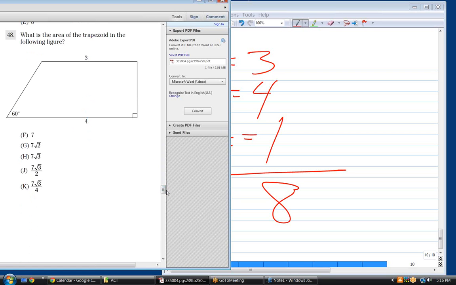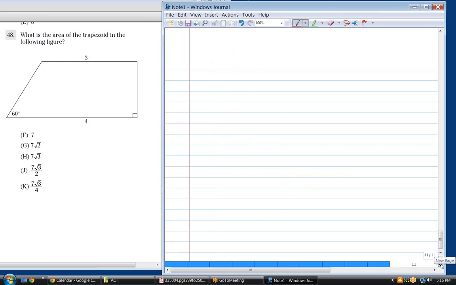Okay, so 48. What is the area of the trapezoid? Oh, okay. I see what they're doing. So I can't draw a trapezoid very well, but I'll try my best. That's pretty good. So they want you to drop down to the height.